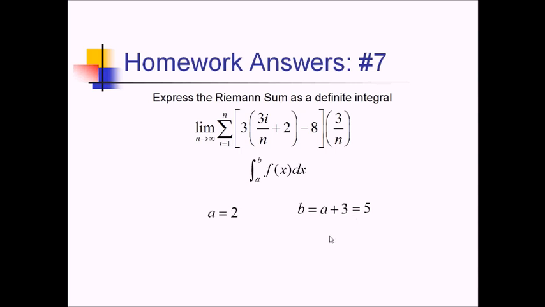Next, we need to figure out what the actual function is. So for this, I'm going to look at my delta x i plus a, and see what's happening to it. So this whole 3i over n plus 2 term, what's happening here? Well, it's being multiplied by 3, and we're subtracting 8 from that. So that means that I'm going to have a function of 3x minus 8. Putting it all together, I have the integral from 2 to 5 of 3x minus 8 dx.